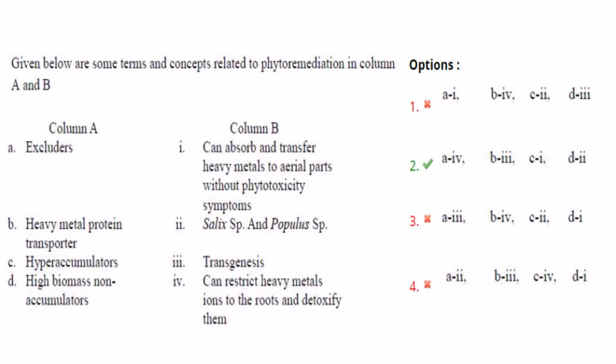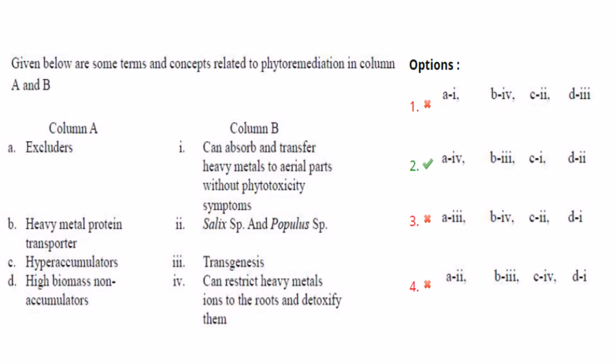Then hyperaccumulators means they are plants that can absorb, translocate the heavy metal to different parts of the plant, and they will not show any toxic symptoms of the heavy metal. They are called as hyperaccumulators, and they are also involved in the process of phytoremediation. So can absorb and transfer heavy metal to aerial parts without phytotoxicity. So C will be 1.